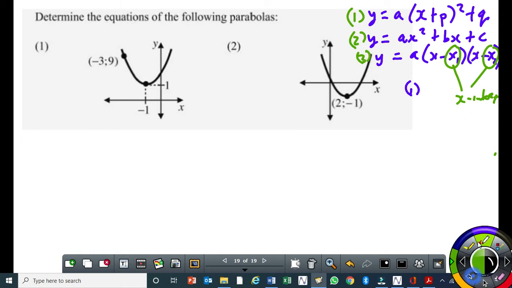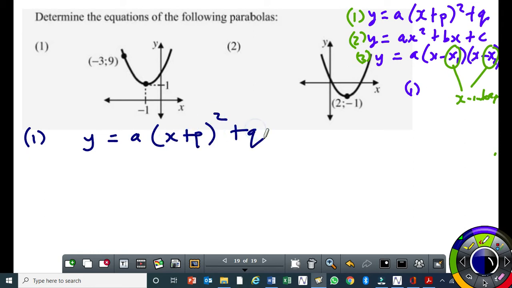All right, so let's find the equation of number one. To find the equation, first thing, you write your turning point form equation: y equals a times (x plus p) squared plus q. We want to determine what a is, what p is, what q is. I'll also connect the relationship between the turning point form and the standard form.